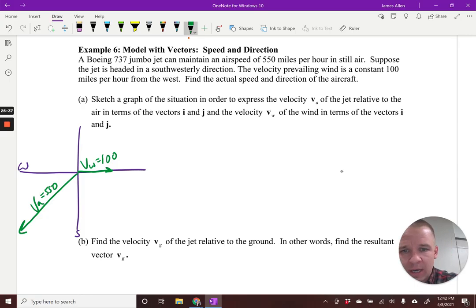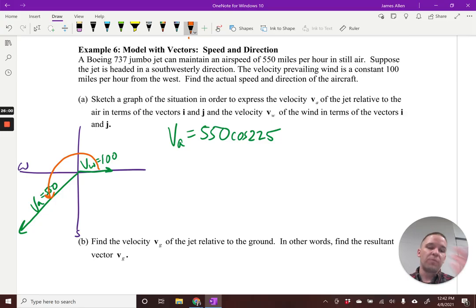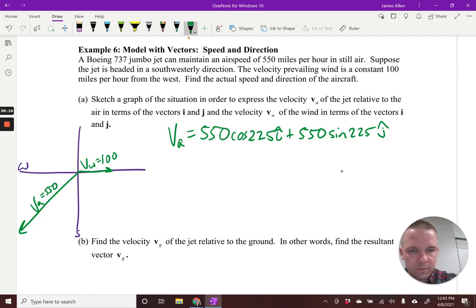So let's do that. So the velocity of the aircraft, I'll start with that one. So I'd have 550 cosine of 225. How did I get 225? I took the southwest, which is 45, off of that west compass direction there. So that's 180 plus 45. There we go, 225. All right. Plus 550 sine 225. My goodness, I almost forgot my i hat, j hat. There we go. Cool. So that's the velocity of the aircraft.